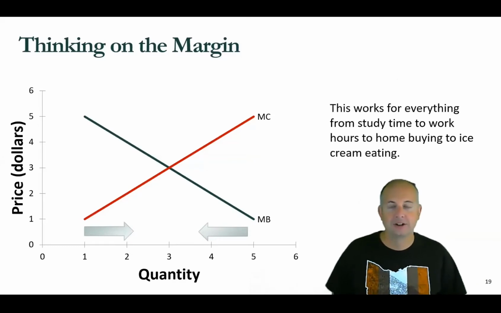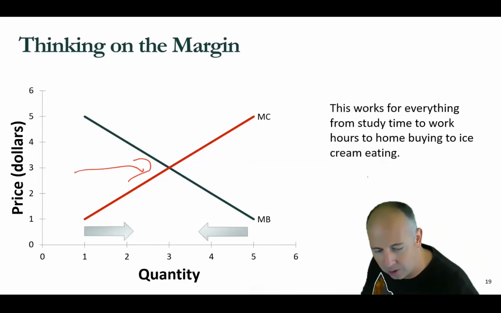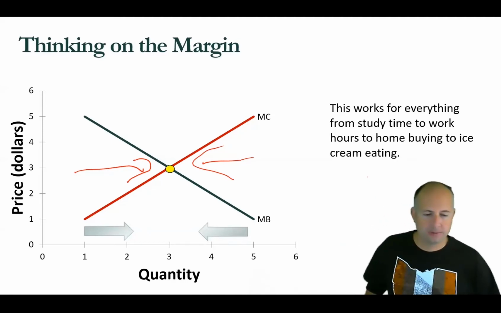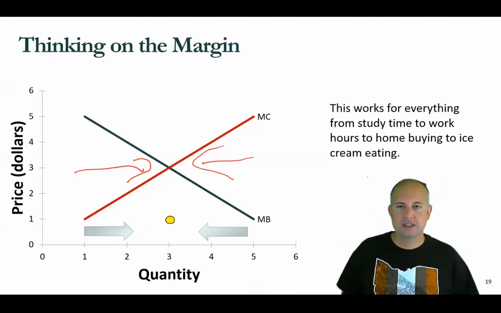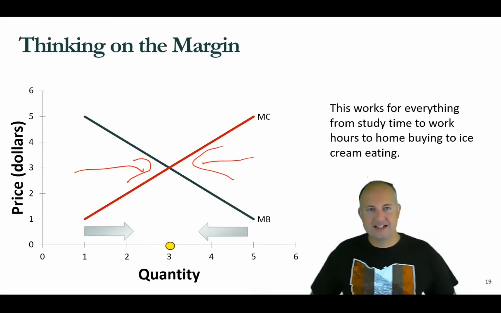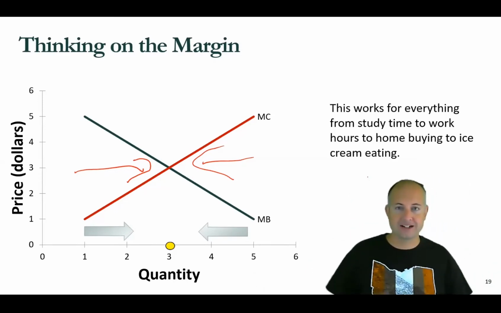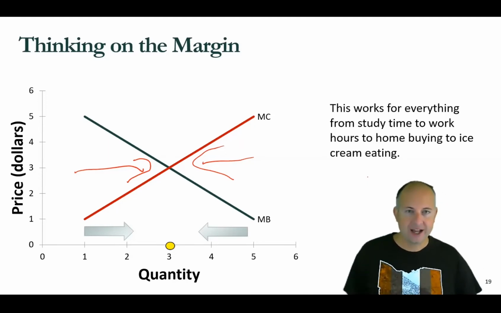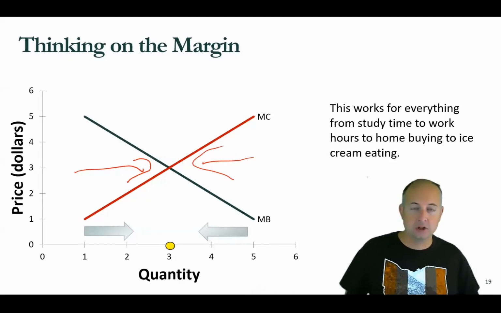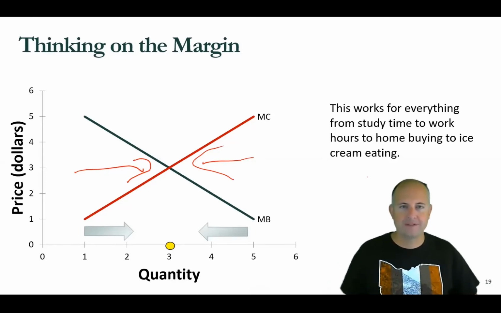Put them together. If you're in this region, you do more. If you're in this region, you do less, which means that when you're right in the middle and marginal benefit equals marginal cost, then you should stop. That is the amount that is best for you. And this idea works for everything from study time to work hours to home buying to ice cream eating. It's a really powerful idea: keep doing it as long as marginal benefit is greater than marginal cost. And so the best thing for you to do, your optimal decision, is to do whatever it is up until the point where marginal benefit equals marginal cost.